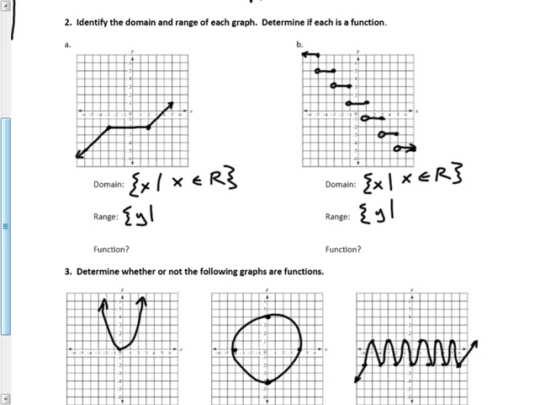The range, how far down and how far up? Well, for A it goes forever down and forever up. So I'm going to say that y belongs to the reals. However, in B, when I look at the range, it does not go forever down and forever up. This graph actually stops right here and right here. It doesn't go any higher or any lower than that.